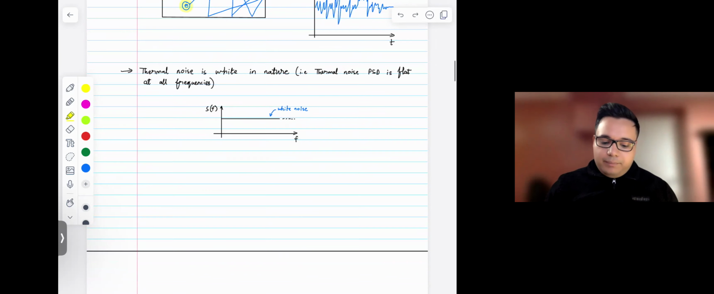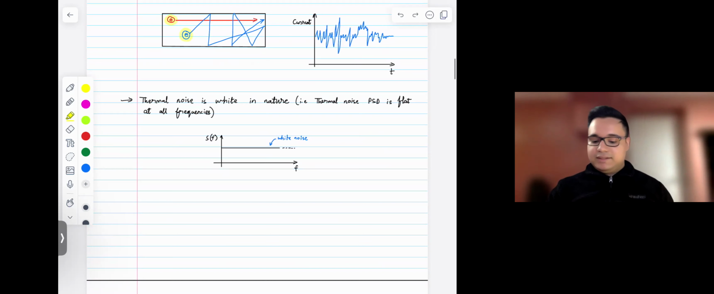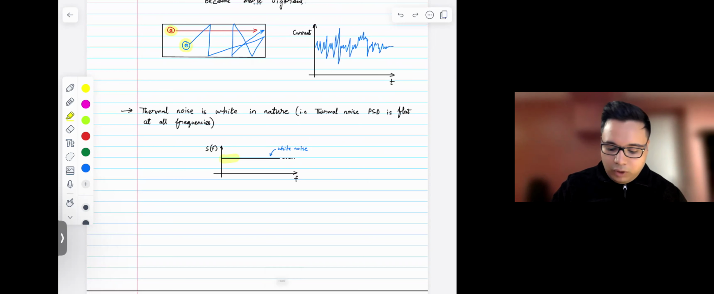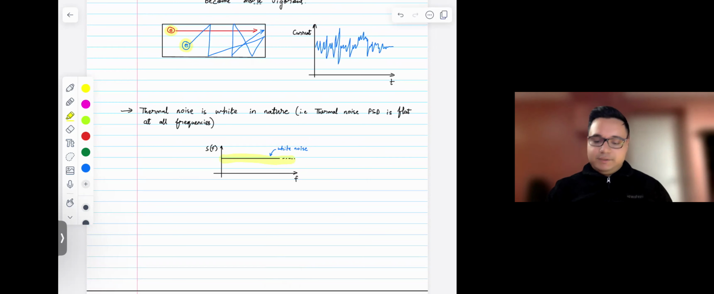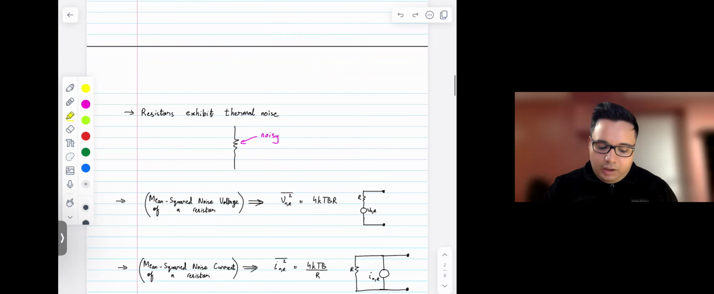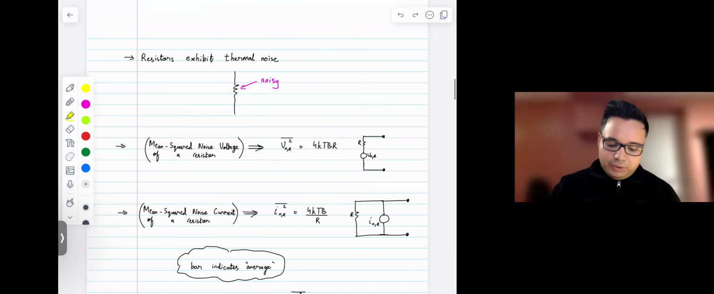Okay, thermal noise is also white in nature. What that means is, if you're plotting the thermal noise power spectral density, then it would be flat for all the frequencies. And we'll talk later that this is actually not the case, but I'll just leave it at that at this point.